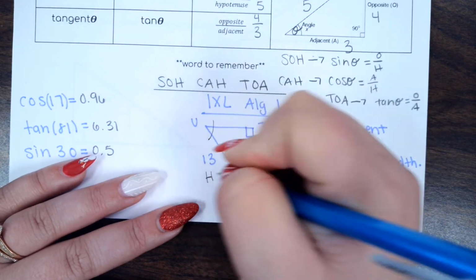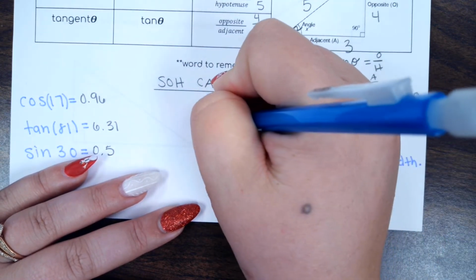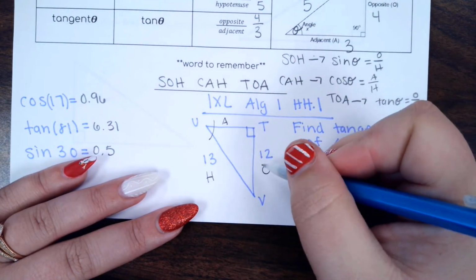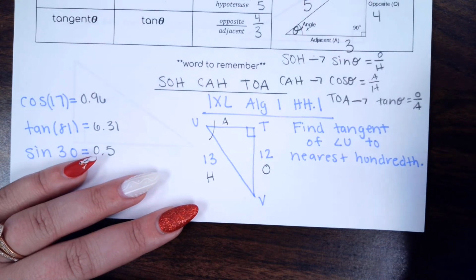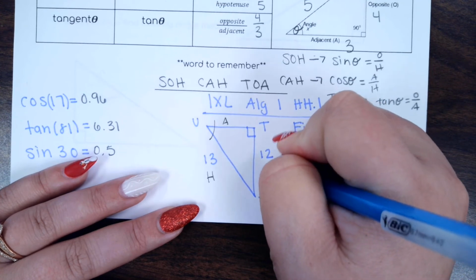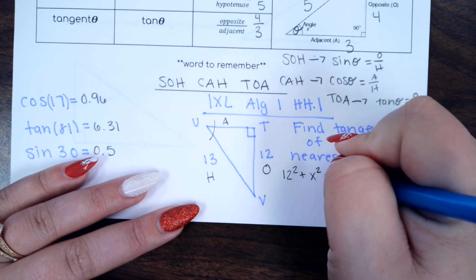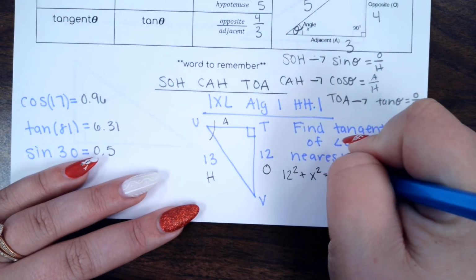We've got hypotenuse, we've got opposite, and then adjacent is up here. So we look at our magic word. Tangent is opposite over adjacent. Do we know the adjacent side? No. Could we find the adjacent side using some theorem that's very important? Yes. Pythagorean theorem, right? So we could say 12 squared plus, I'm just going to use x squared to find UT, equals 13 squared.